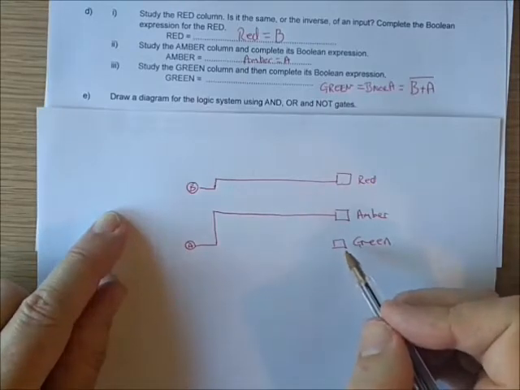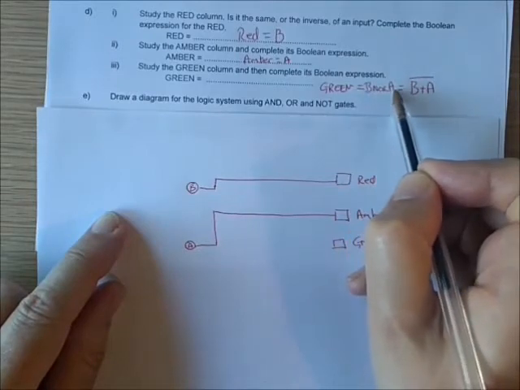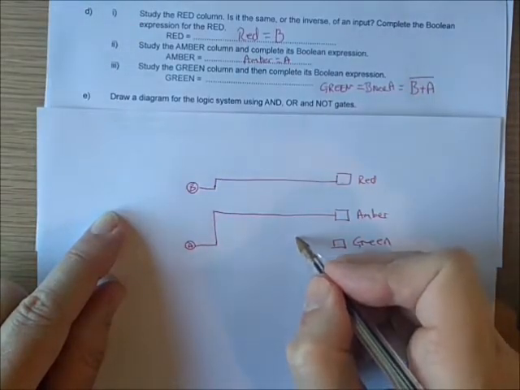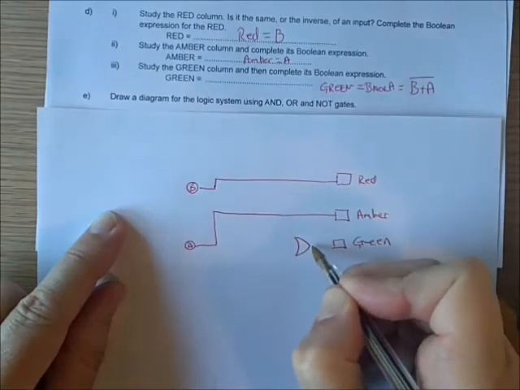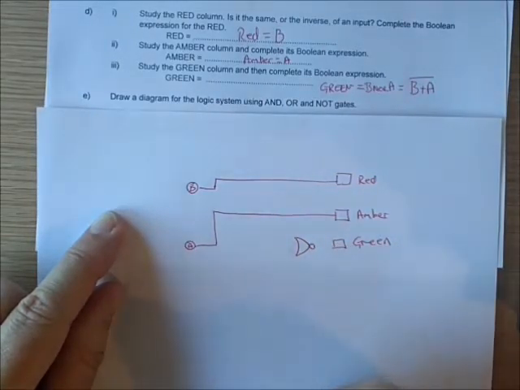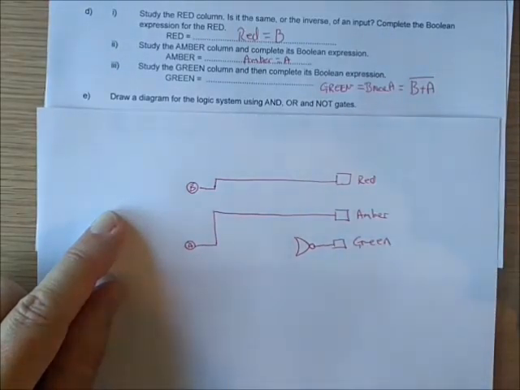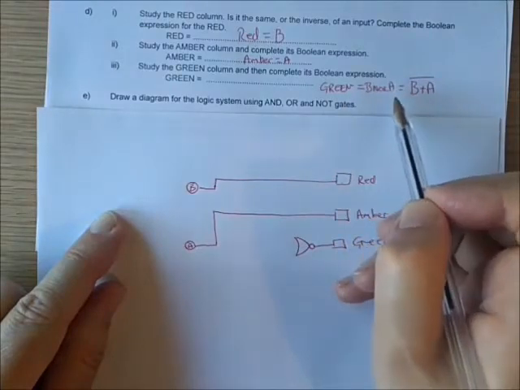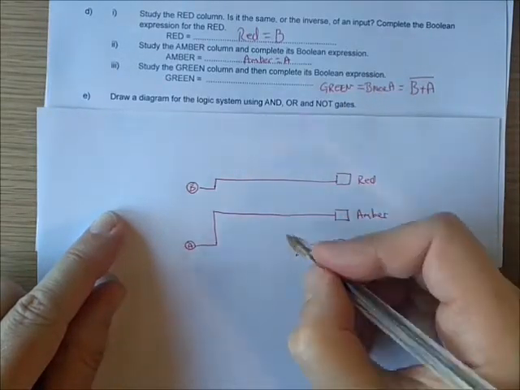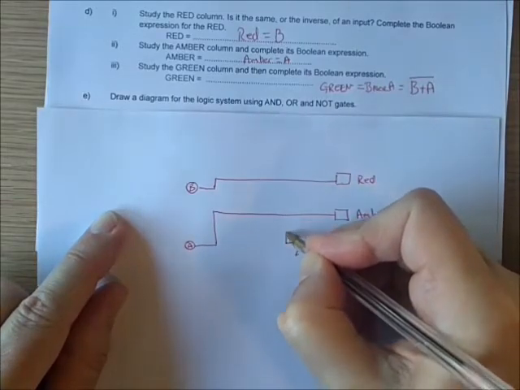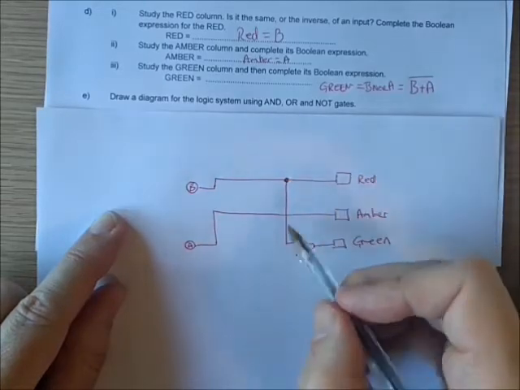Okay, next thing, green. This one's a bit more complicated. Now, green is B nor A. So I'm going to draw my NOR gate in. It's an OR gate, which is that shape there, and then I put a circle on the end of it to make it a NOR gate. And I know that a NOR gate goes into green. It is B nor A, so I need B and A to be connected to this NOR gate. So from here, one input to the NOR gate goes up here. I'll put a dot on it to show it's connected.